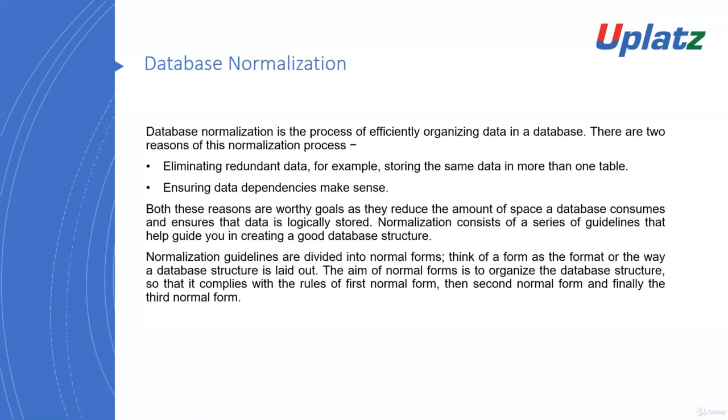This makes our tables more prone to inconsistency. To avoid this, we have to take off every redundant data and make every column, row, record, and attribute unique in our database. We have to ensure that data dependencies make sense. It should also not happen that there are two different tables, both related to each other, but there is no common factor relating them. So that should also not happen. There should be a connection built between them. Both these reasons are worthy goals, as they reduce the amount of space a database consumes and ensure that data is logically stored. Normalization consists of a series of guidelines that help you in creating a good database structure.